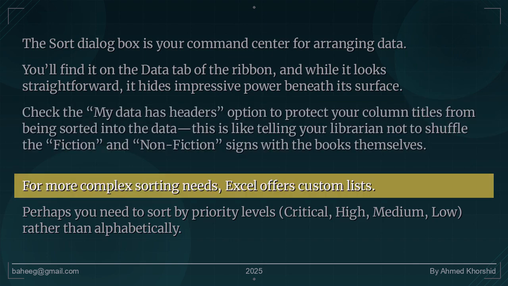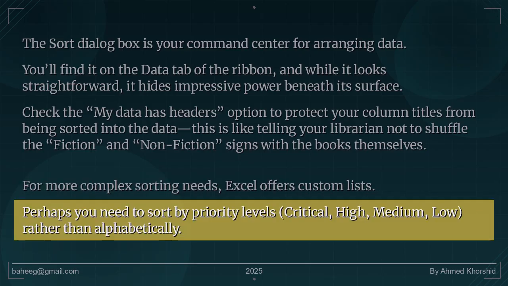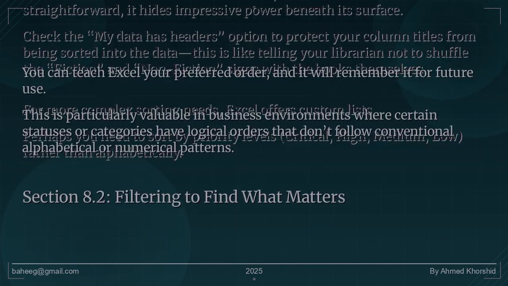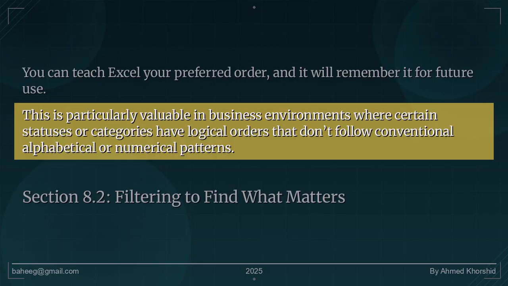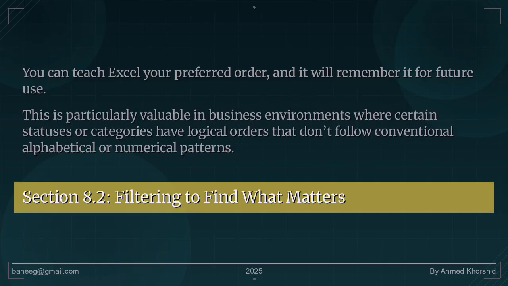For more complex sorting needs, Excel offers custom lists. Perhaps you need to sort by priority levels: critical, high, medium, low, rather than alphabetically. You can teach Excel your preferred order, and it will remember it for future use. This is particularly valuable in business environments where certain statuses or categories have logical orders that don't follow conventional alphabetical or numerical patterns.